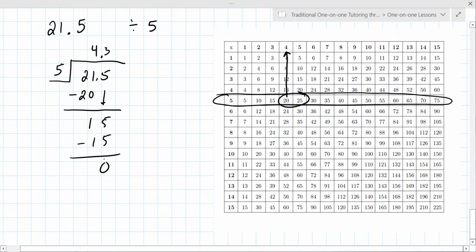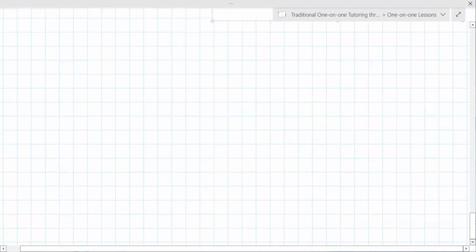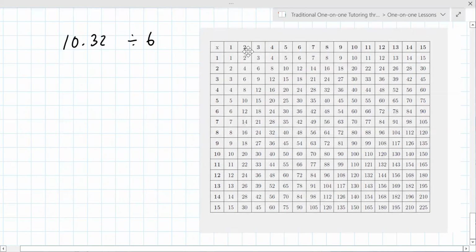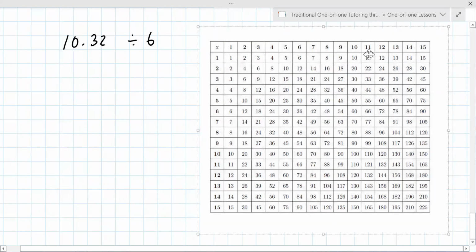All right, you ready for one a little more difficult? It's not that much more difficult, but okay. So I can try 10.32 divided by 6. Okay, so 6 goes outside the house, and 10.32 goes inside.